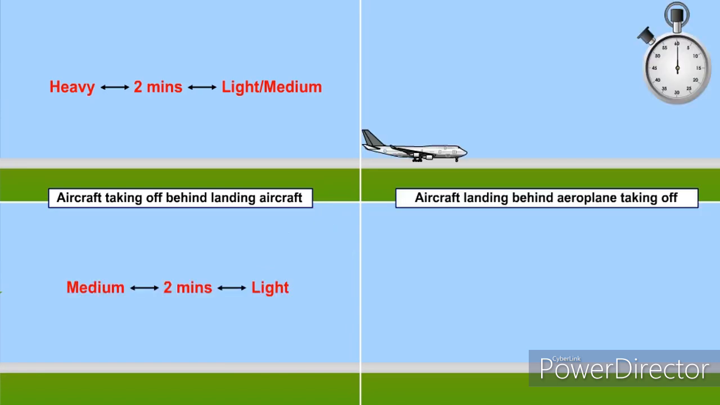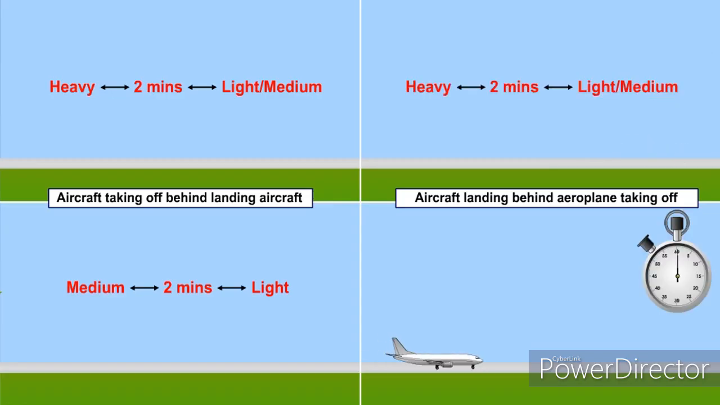For the second case, there is similarly a 2-minute minimum separation between a light or medium aircraft landing after a heavy aircraft has taken off and their projected paths cross, and between a light aircraft landing after a medium aircraft has just taken off.